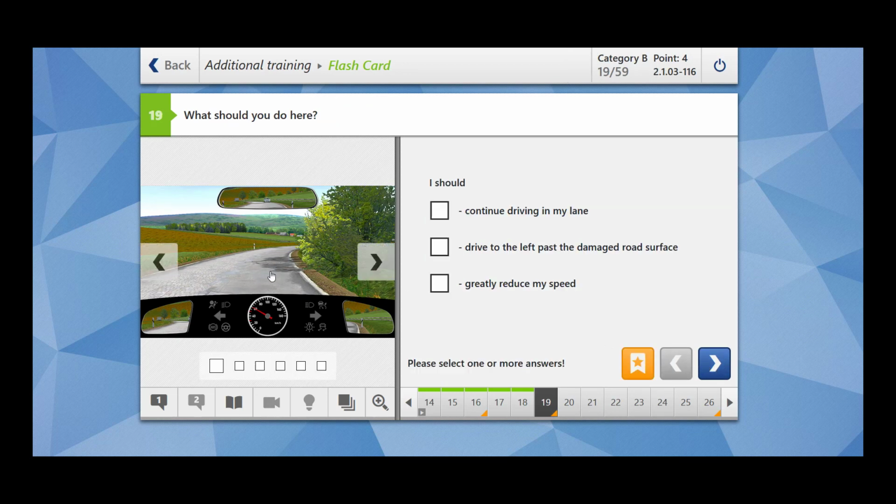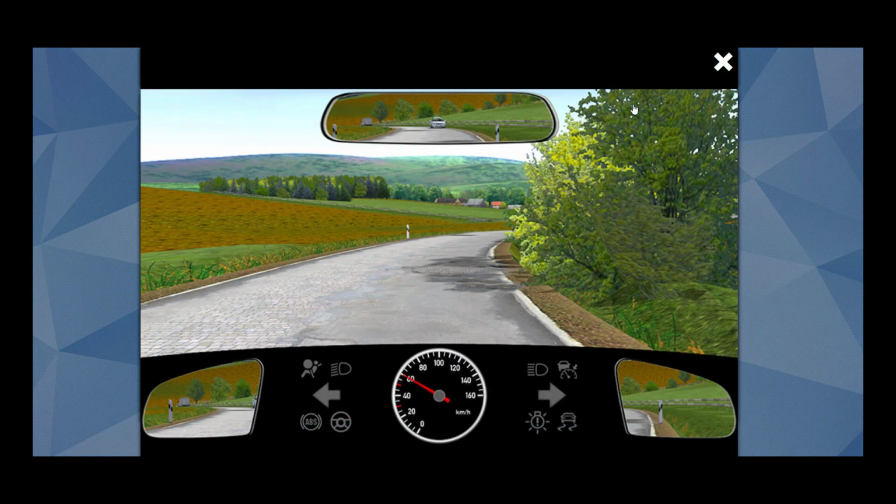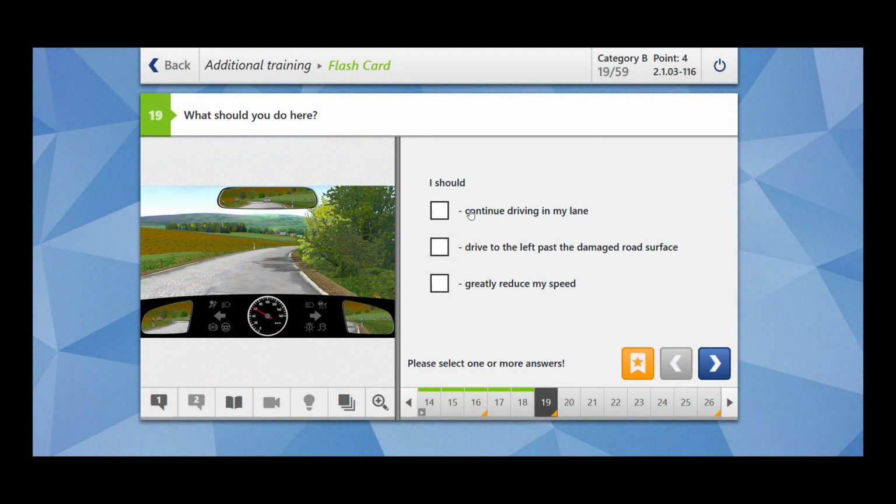What should you do here? This question is similar to the previous question. So what should you do here? I should continue driving in my lane. This is the correct thing to do. So you should continue driving in this lane. I should drive to the left past the damaged road surface. No, you should not drive to the left because of the risk of oncoming traffic. If you drive to the left and there is oncoming traffic which has not seen you, there is a collision. I should greatly reduce my speed. This makes sense because you are approaching a tight bend.